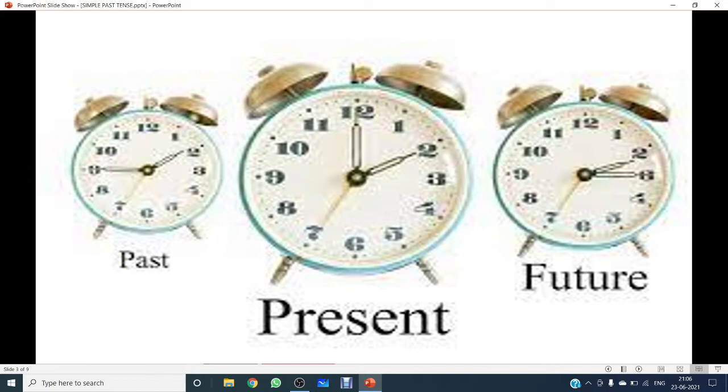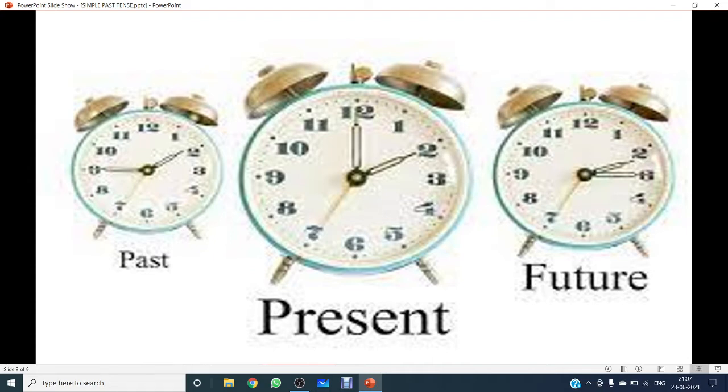What is past tense, children? Past tense denotes an action that took place earlier. It might be an hour ago, it might be a day ago, or it might be a long time ago. It's all past tense.